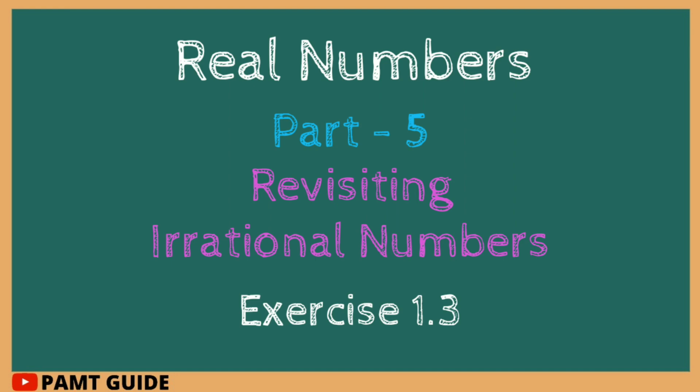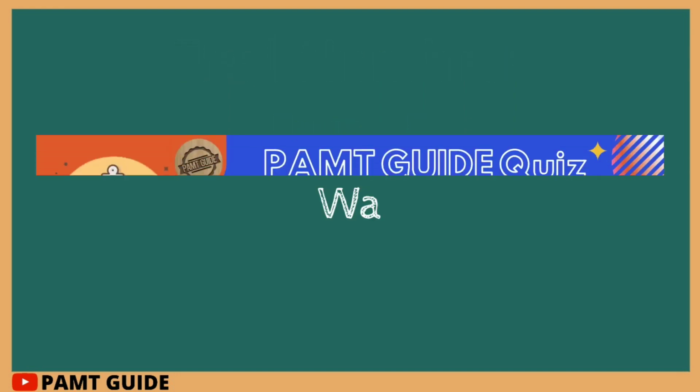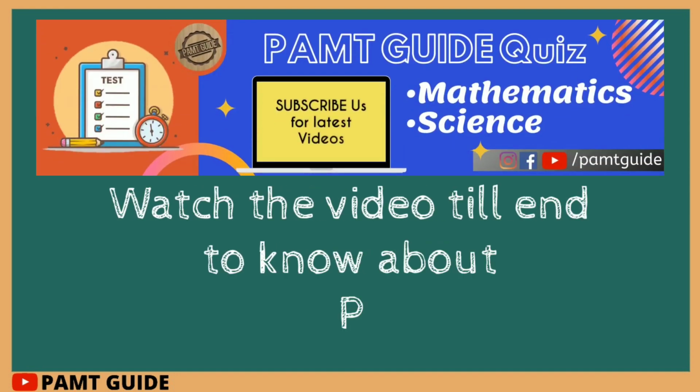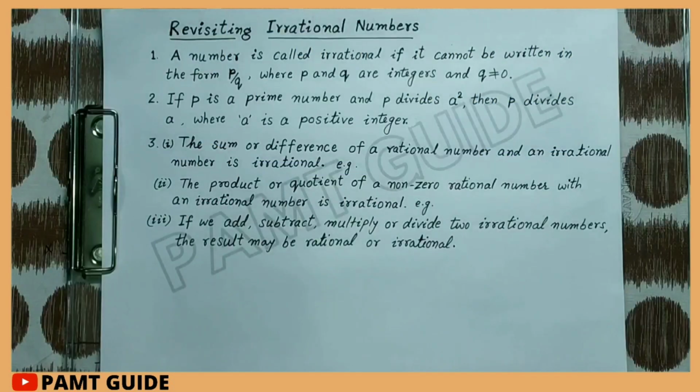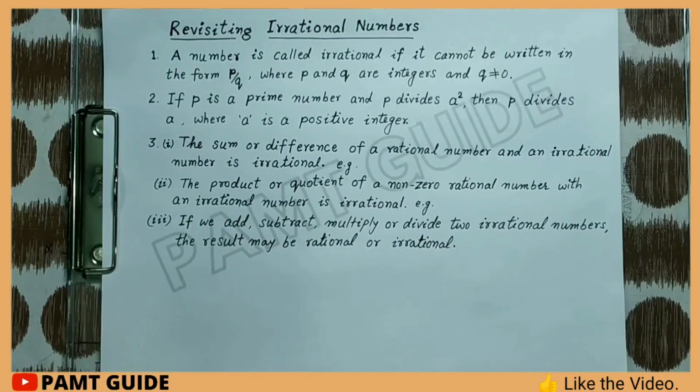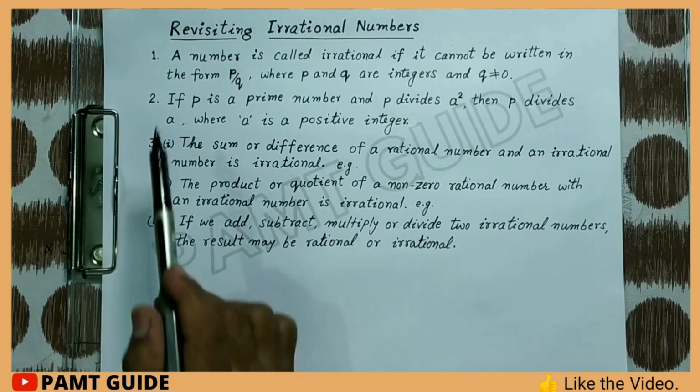This is part 5. Till now we have studied about Euclid's division lemma and the fundamental theorem of arithmetic. In this video we will study about irrational numbers and solve exercise 1.3. Now let's start. Before starting the exercise, first we view some points.